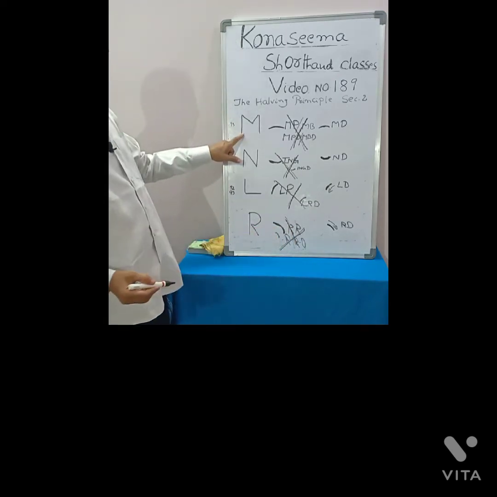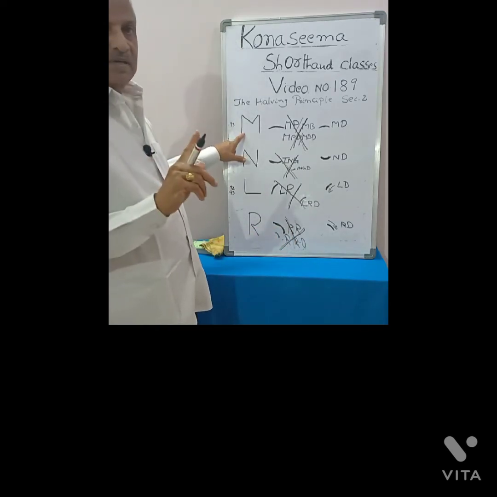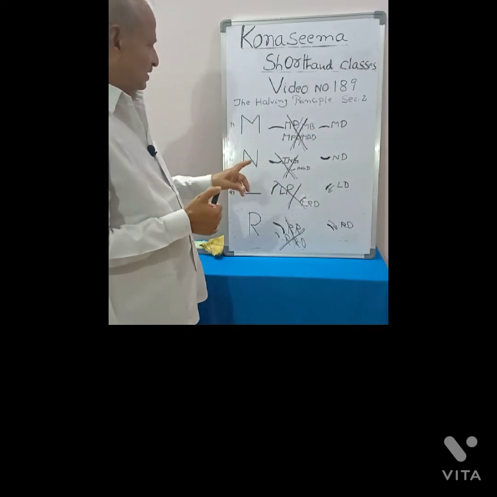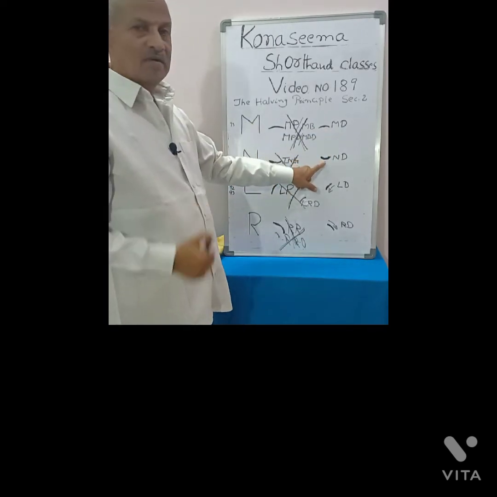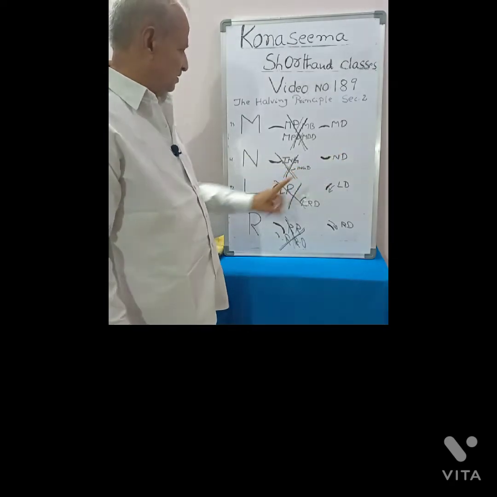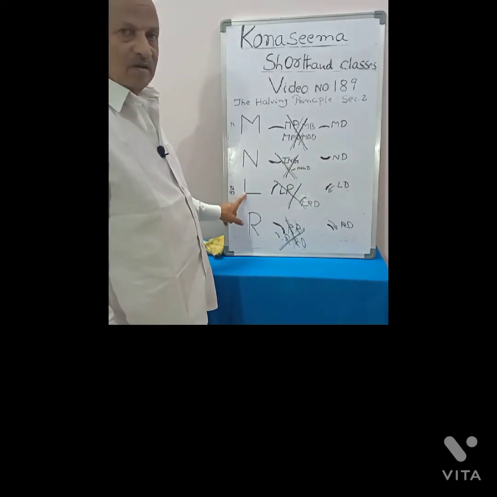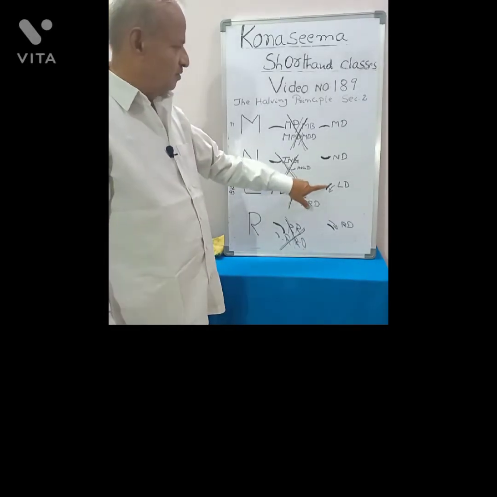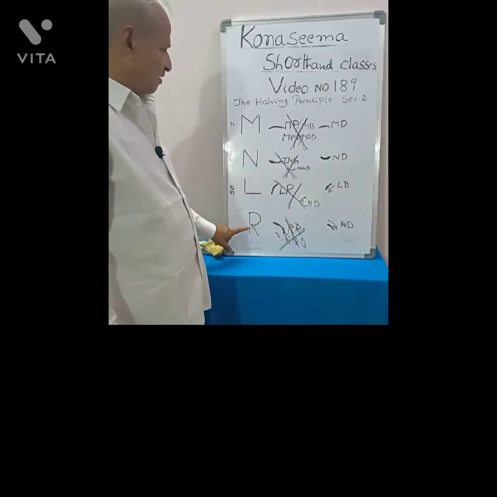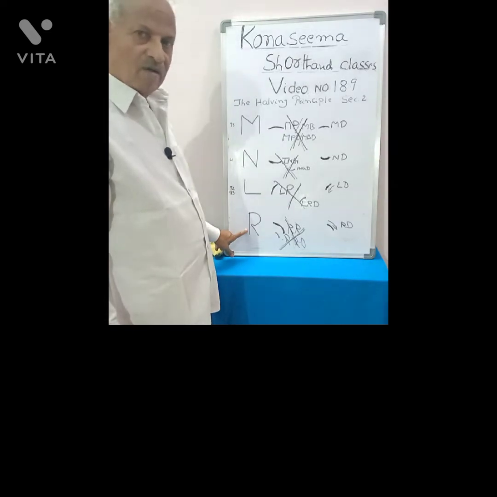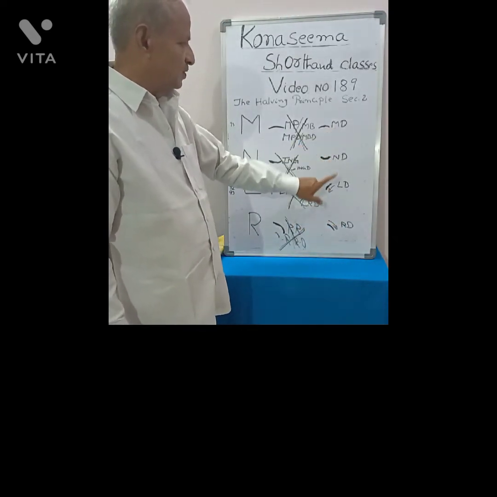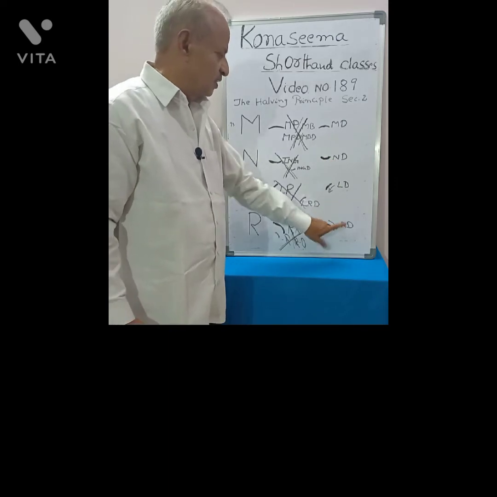Only M can be halved and thickened for the addition of D. N can be halved and thickened for the addition of D. L can be halved and thickened and written downward for the addition of D. And R can be halved and thickened for the addition of RD. This is MD, this is ND, this is LD, this is RD.